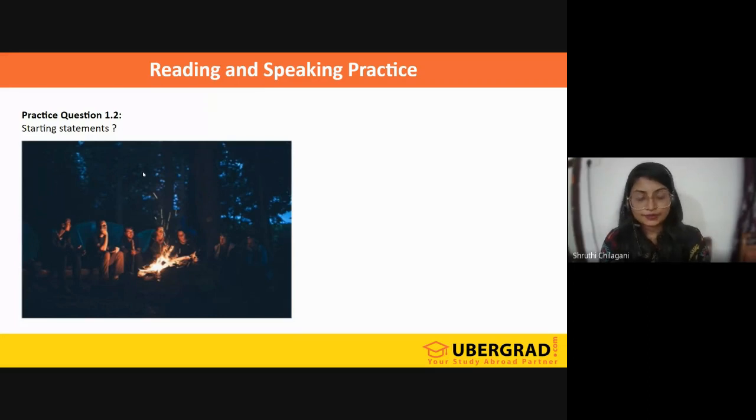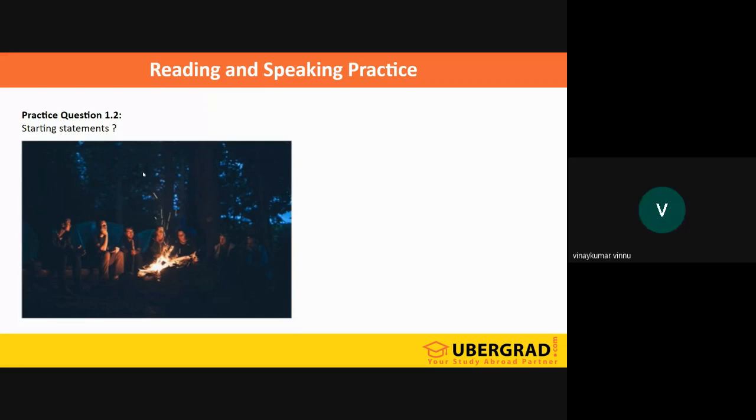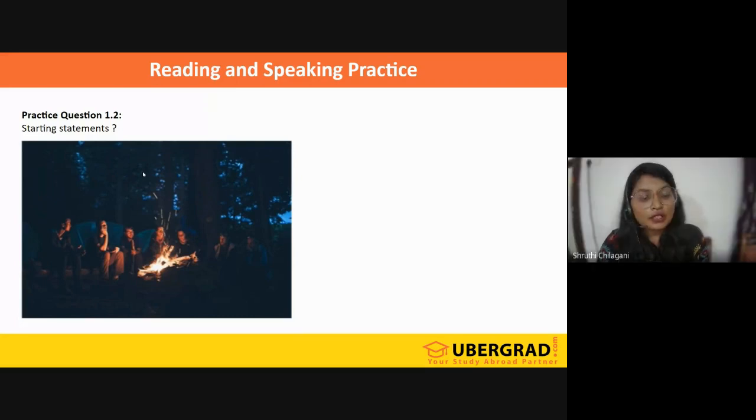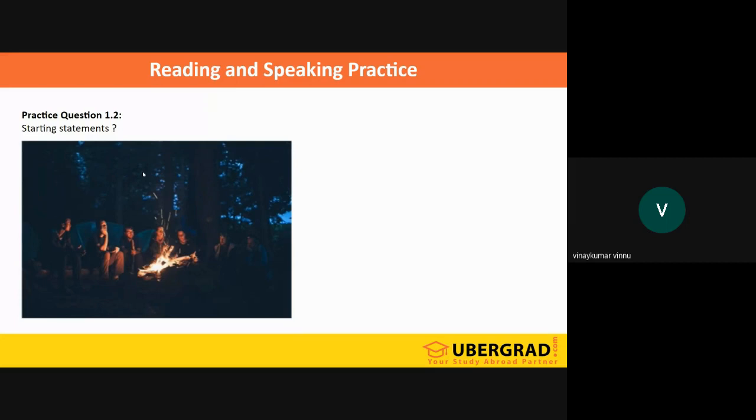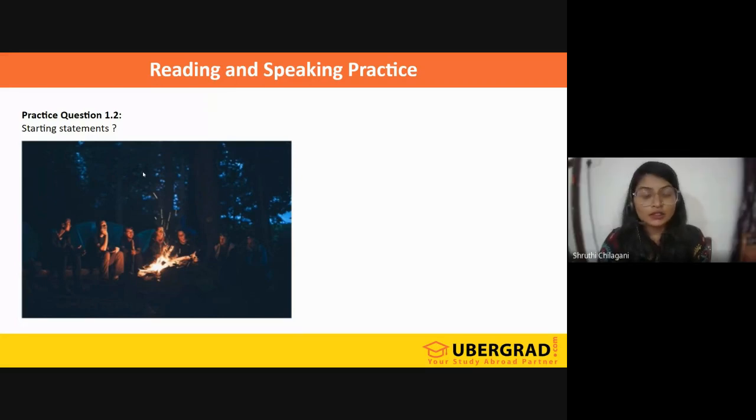I would like to say the picture shows a group of people who had a gathering for camping, where they got tired and are having a firework. Okay, good, that's a good start. So Vinay says that the image shows a group of people who have met together for a camping and they got tired.